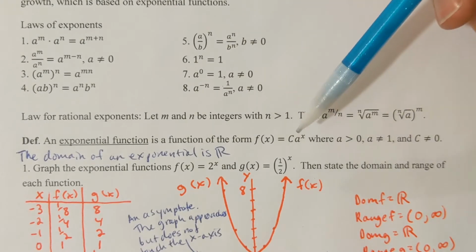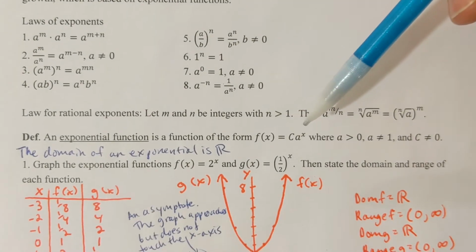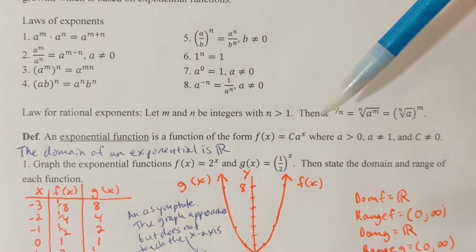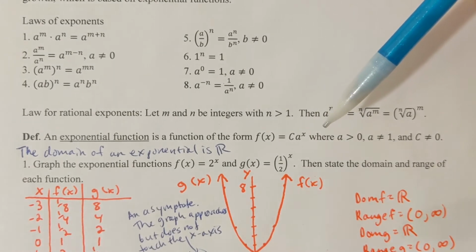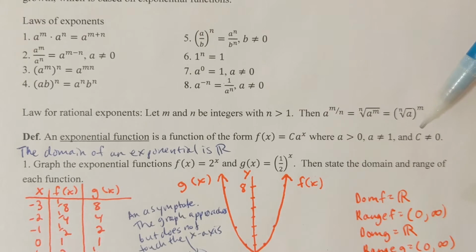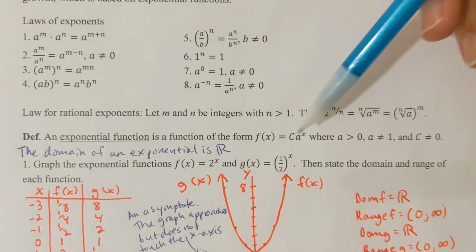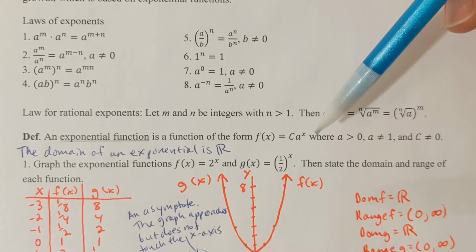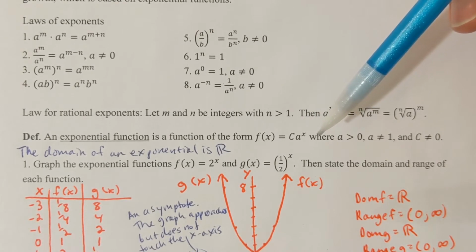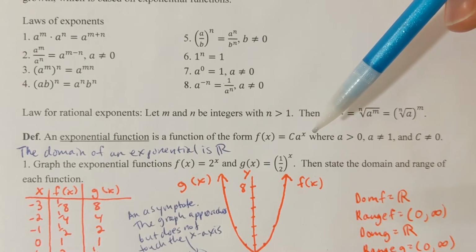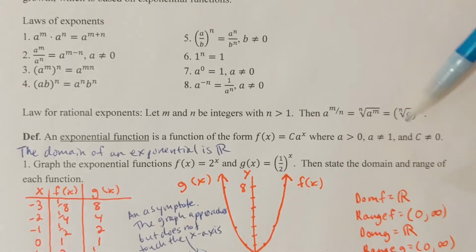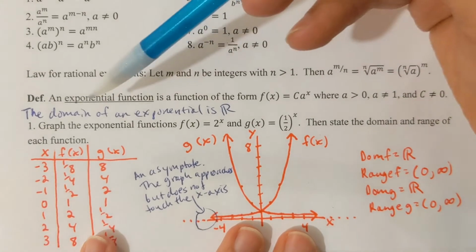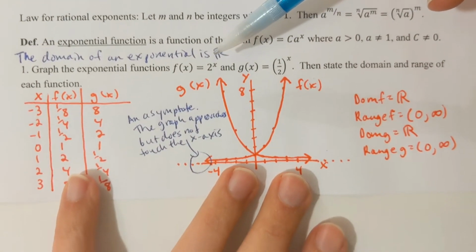If a was 1, you would have f of x equals c. f of x equals c would just be a horizontal line at a height of c. And c cannot be 0. If c was 0, 0 times anything is 0, and you'd have f of x equals 0. f of x equals 0 would be a horizontal line at a height of 0. We're not doing anything with horizontal lines at the moment. So these would be the conditions on an exponential. The domain of any exponential is all real numbers.